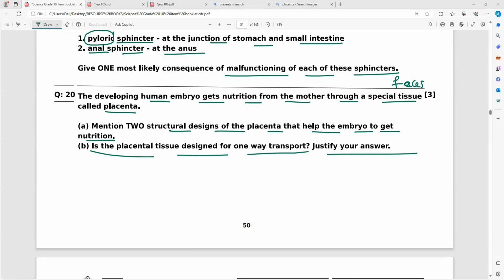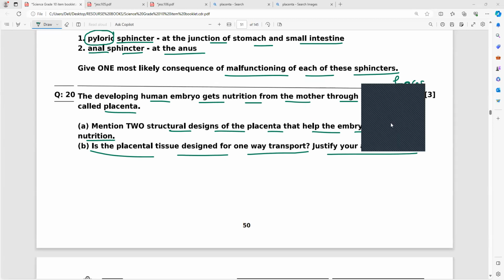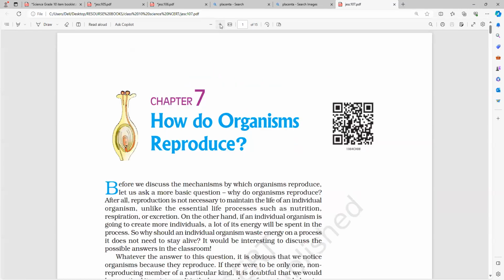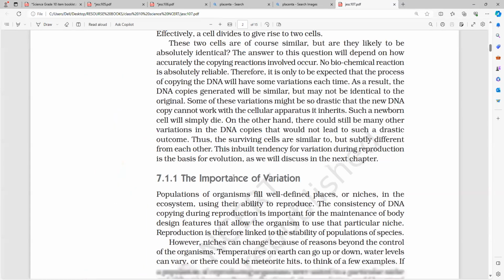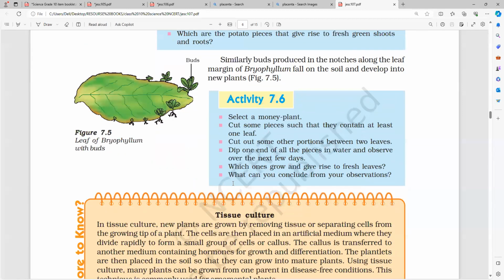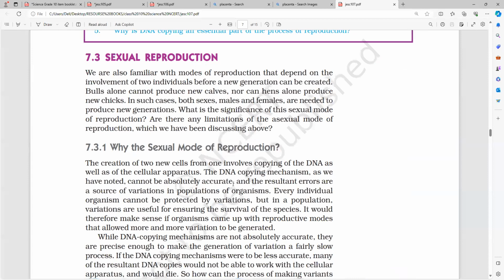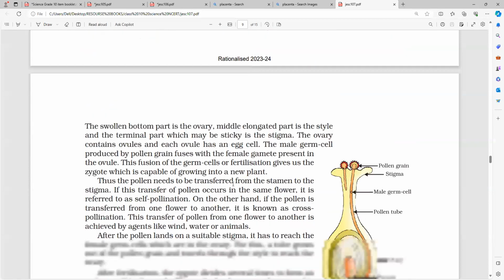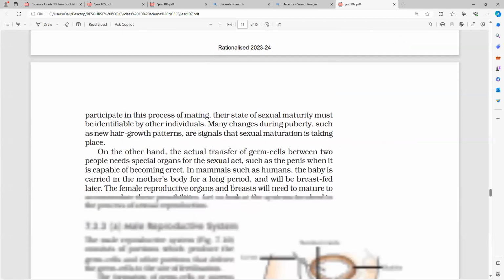One-way means only going, no reverse. So is it only for one way? We have studied already in how do organisms reproduce, placenta formation. So it will be reverse also. In what way can you say reverse? The baby's excretion will be taken back to the mother. How? Through the placenta only. Is it right or wrong, guys?